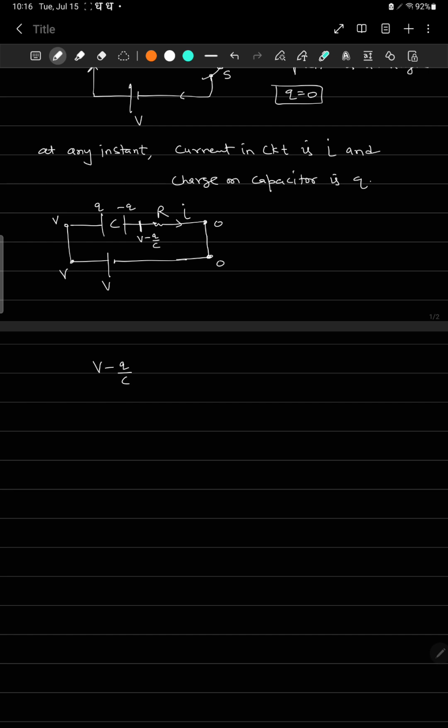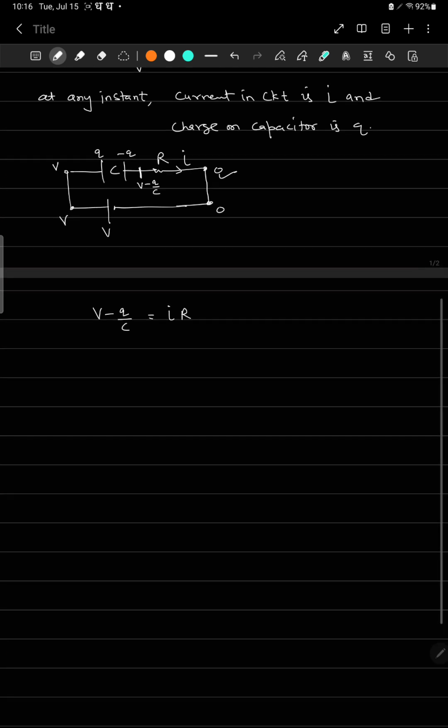From the circuit diagram, V minus Q by C is the voltage drop across R, because this V minus Q by C becomes 0 here. That means this V minus Q by C will drop on R, and according to Ohm's law, V minus Q by C should be equal to IR. This is the equation at any instant. Now if we simplify it, CV minus Q by C is equal to IR, and the current I can be written as dQ by dt into R.